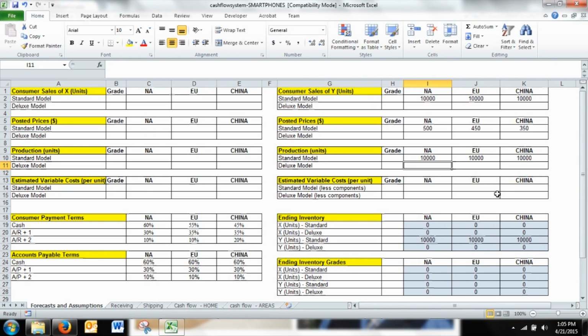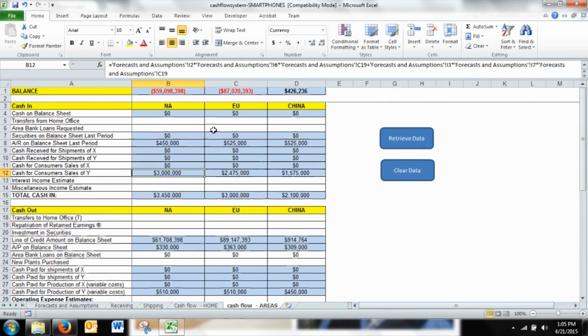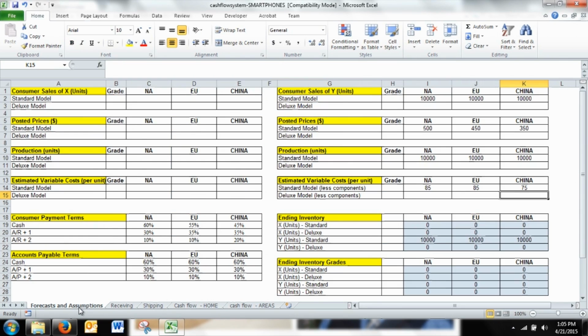So that's going to cost us $85, $85, and $75. So we'll make those projections in terms of what we're going to do in terms of production that period. So you can see that that's making adjustments as we go along. So we're already out of the red in China in terms of our cash balance. But we make assumptions based on what we're going to do in that particular period. So in this case, we're just producing some Y and selling some Y. Okay.